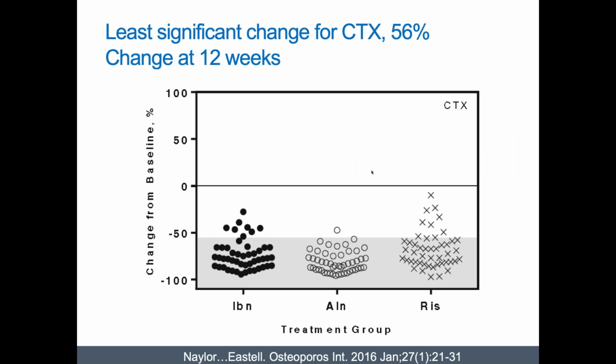So I'm showing you here the individual people from the 3 treatment groups, ibandronate, alendronate, and risedronate. And so the y-axis is showing the percentage change, and the x-axis the 3 individual groups. And the shaded area represents those patients who would be called responders. So you can see the vast number of people here were called responders when we use CTX and a least significant change of 56%. So if you look at the responders for alendronate, it was 98%, and it was only a little bit less for risedronate and ibandronate.